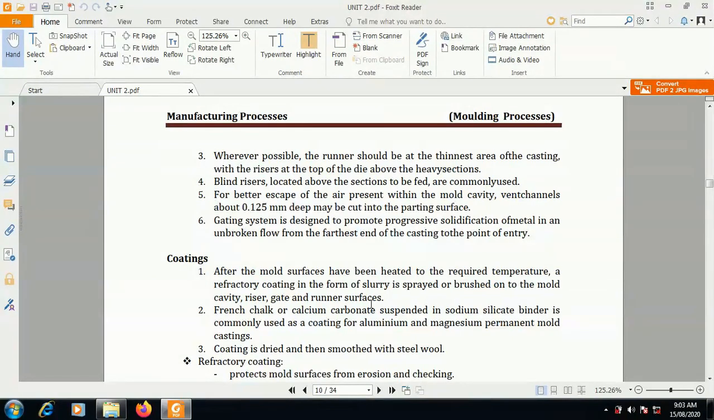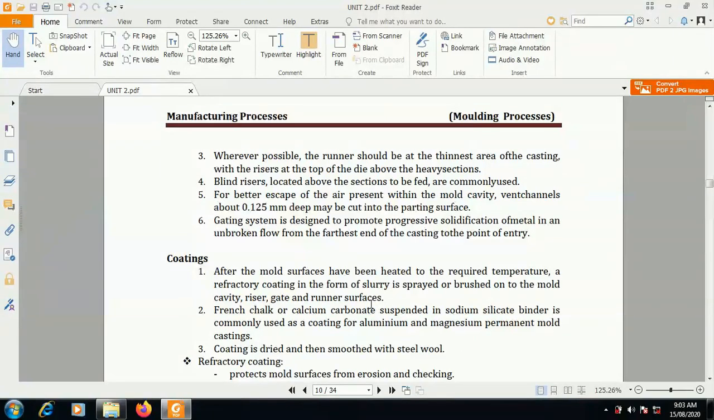But for other metals also we have to protect the inner walls of the gating system as well as the mold cavity from the very high temperature of the molten metal, just by applying a coat of a refractory material, French chalk or calcium carbonate, which is suspended in a sodium silicate liquid base binder. We have to coat the inner surface of this mold cavity to protect it from the very high temperature of the molten metal.